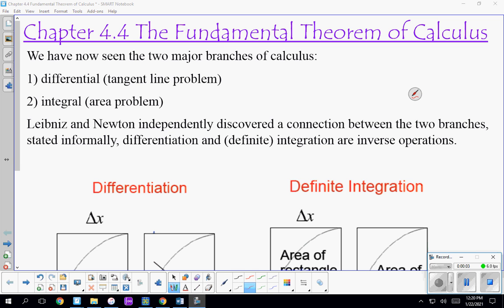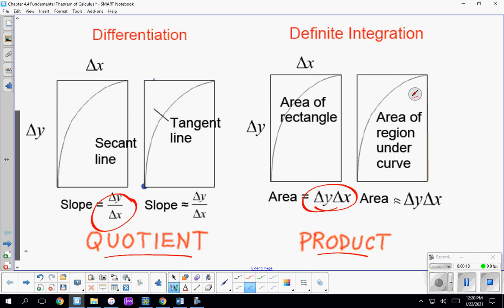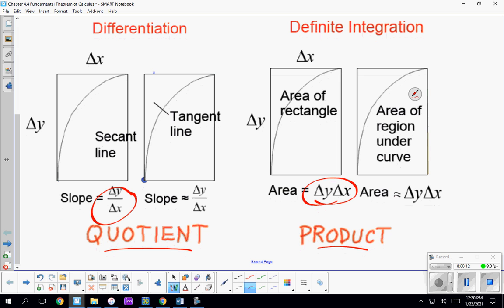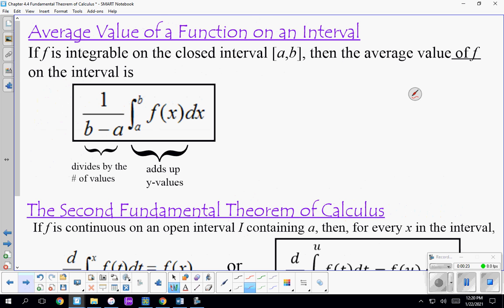So we learned in the last video that long ago, mathematicians realized that derivatives and integrals are inverse operations. One involves the limit of quotients and the other involves the limit of a product. Because they're inverse operations, they undo one another. We're going to keep that in mind when we go over the theorems in today's video.